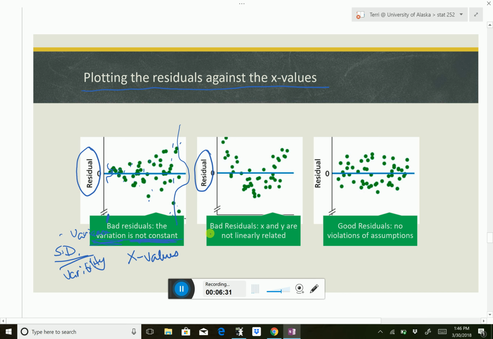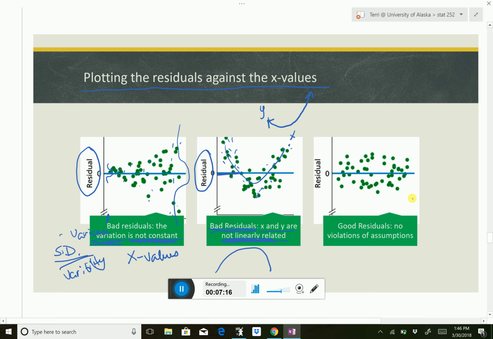So this one is bad also, because what's happening here is that when x is small, my residuals are consistently above 0, and then when it's in the middle, it's below 0, but then when it gets big again, it's above 0. So what that tells me is that I probably have something like this shape between x and y. So this tells me that x and y are not linearly related. So I get a smile. Sometimes you'll see it as a rainbow, something like that. That tells me that x and y are not linear. They have something else going on.